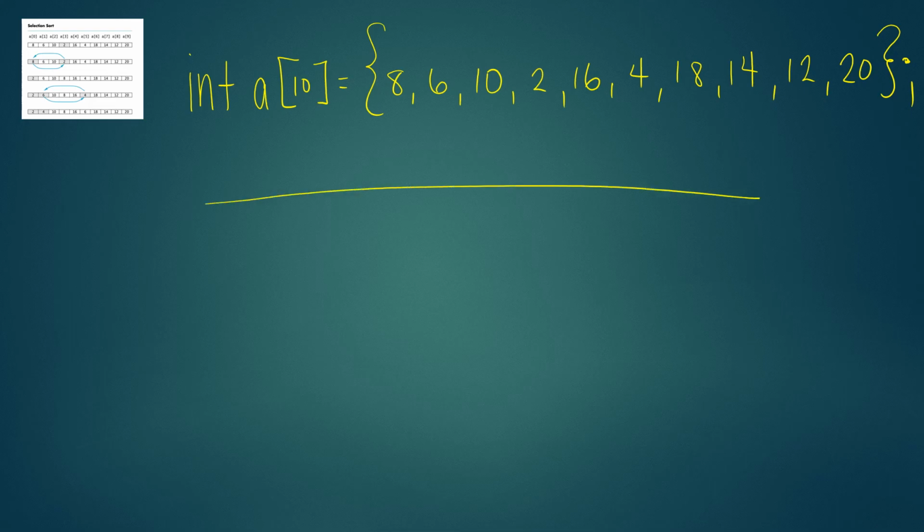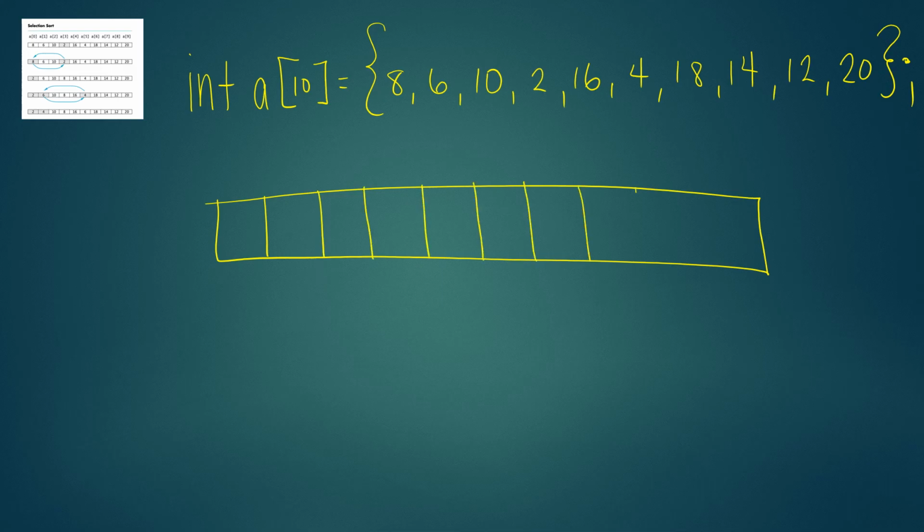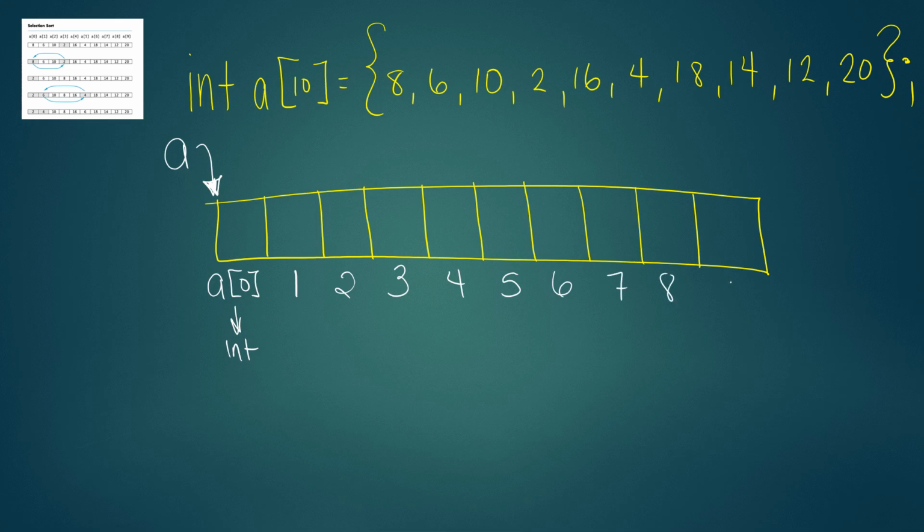So to draw the picture, this is an array of integers: 0, 1, 2, 3, 4, 5, 6, 7, 8, 9. The array is A, which is a pointer to the beginning of the array. And this is A at index 0, which the data type of that is integer. And this is A at index 1, 2, 3, 4, 5, 6, 7, 8, and 9. And since we've declared and initialized it, the following integers are in the array. So A at index 0, the value of that is 8, 6, 10, 2, 16, 4, 18, 14, 12, and 20.